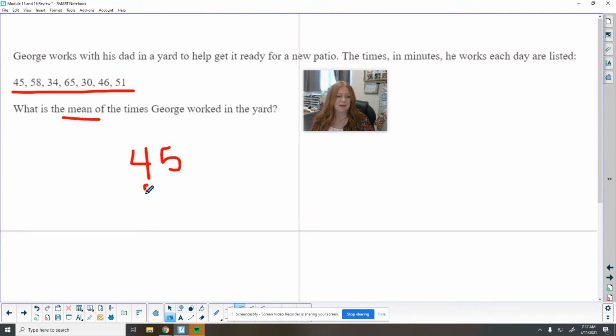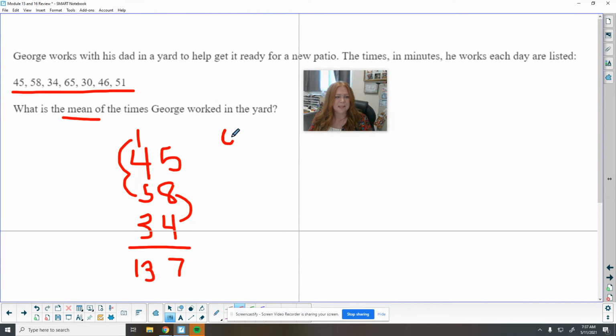So I'm not going to try and do these ones in my head because I know I won't be able to keep track of them. So I'm going to just start with these 3. So here's 12 and 5 is 17. Here's 5 and 10. So there's 137. So now I've got 65, 30, 46, and 51.